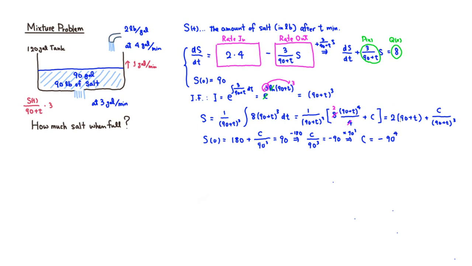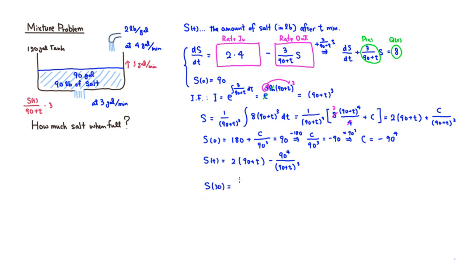Therefore we have S of t, a complete formula, which is 2 times 90 plus t minus 90 to the 4th power over 90 plus t cubed. Doesn't look very pretty, but we have the S of t function. Then what we want to do is see the amount of salt in the tank after 30 minutes, because it takes 30 minutes for the tank to be full. So we just have to find S of 30.